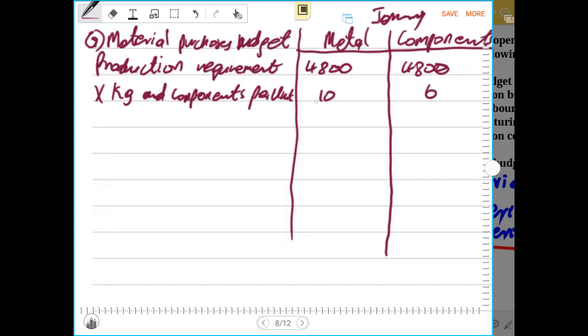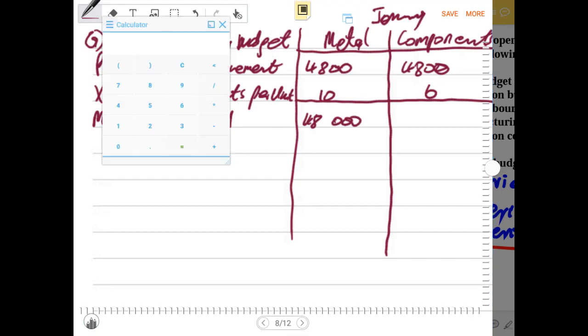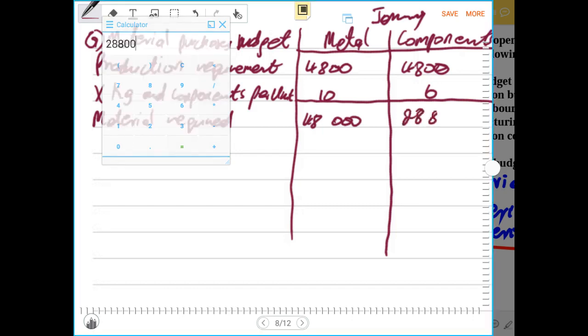I want to show you that you can be required to do this question in different ways. So now this will give us material required. We have done this already, but I'm just doing it in a different approach. Material required will be 48,000, and here it will be 4,800 times by 6, which is 28,800.